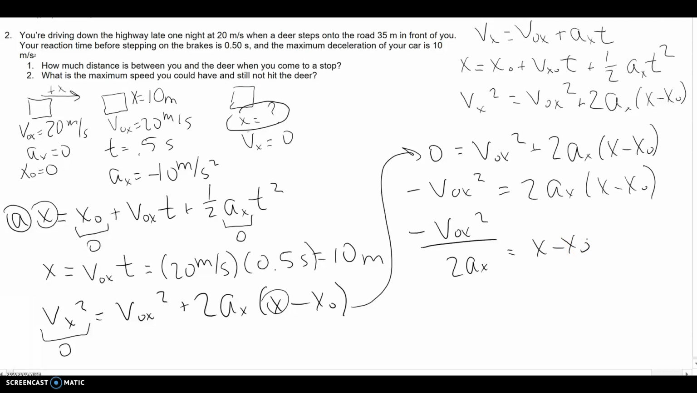Which leads us then to isolate x, adding x naught to both sides. So our final position is going to be negative initial velocity squared divided by 2 times our acceleration, plus our initial position. Okay. So now it's just a matter of plugging in numbers.